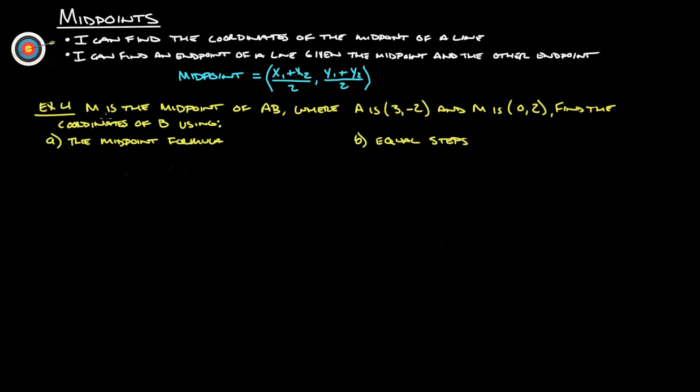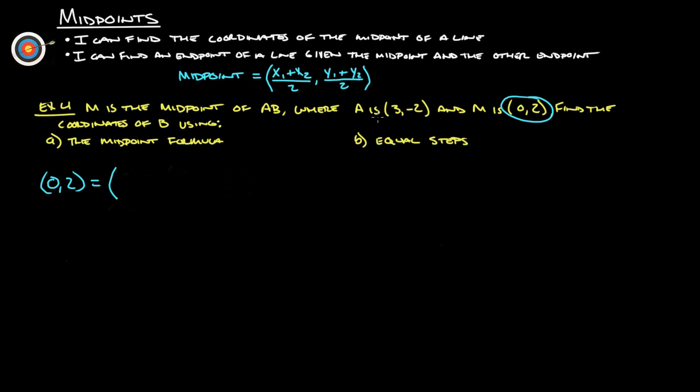All right, example 4. M is the midpoint of AB, where A is this and M, the midpoint. They give us the coordinate of the endpoint and the midpoint. Find the coordinates of B using the midpoint formula, and then another thing called equal steps. So let's use the midpoint formula. We actually have the midpoint, which is 0, 2. So in this midpoint formula, we're going to put 0, 2 in for the midpoint, and then we're going to simply do the rest of this here.